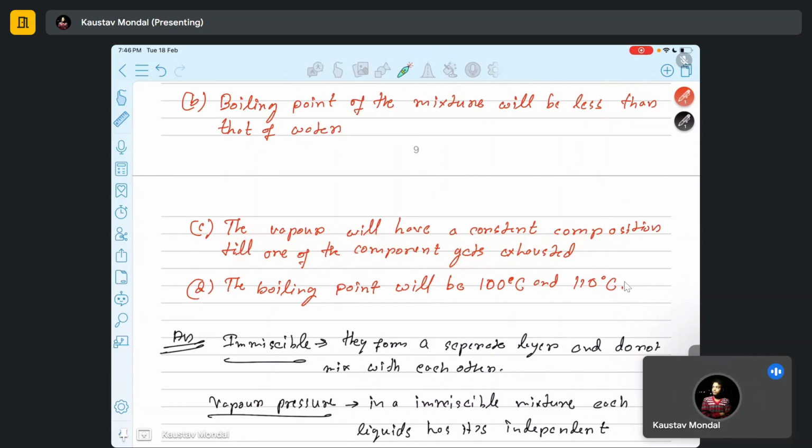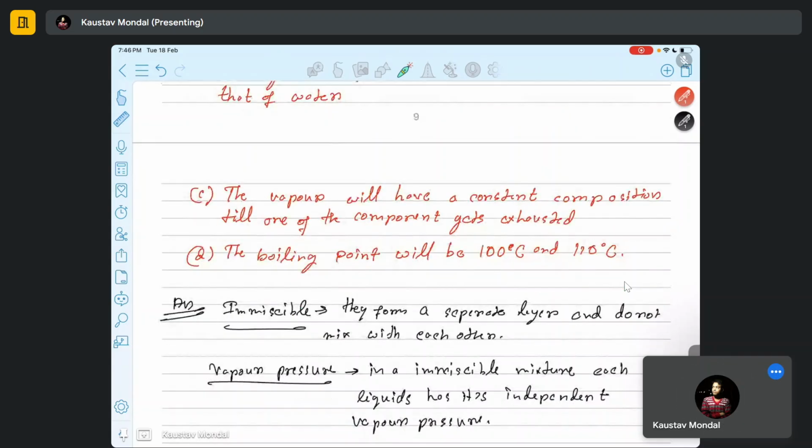So what happens here? We already discussed, right? Since each component boils independently, since this is an immiscible fluid, the two liquids are phase separated from each other. The two liquids in the mixture can boil independently because they are independent of each other, right? So the vapor composition will reflect the ratio of the vapor pressures of the two components at the boiling temperature.